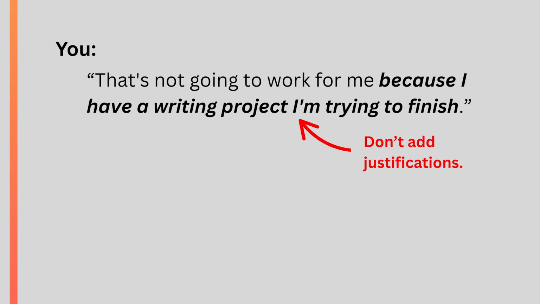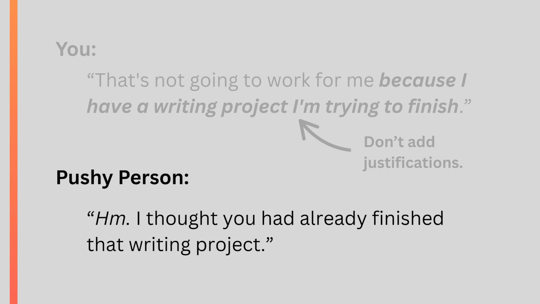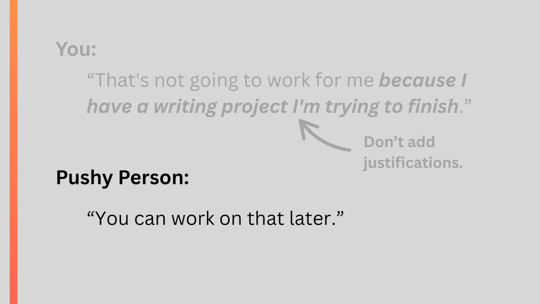Extremely pushy people will often take what you say and try to use it against you. If you say, "That's not going to work for me because I have a writing project I'm trying to finish," a pushy person might come back and try to use that to undercut your excuse. "I thought you had already finished that writing project," or "You can work on that later." If you sense that someone is trying to cross a boundary in that pushy way, don't explain yourself or justify your boundary. Let's practice this one out loud.